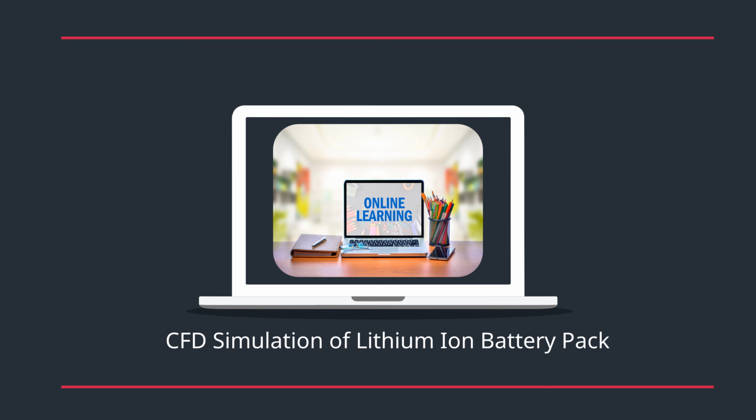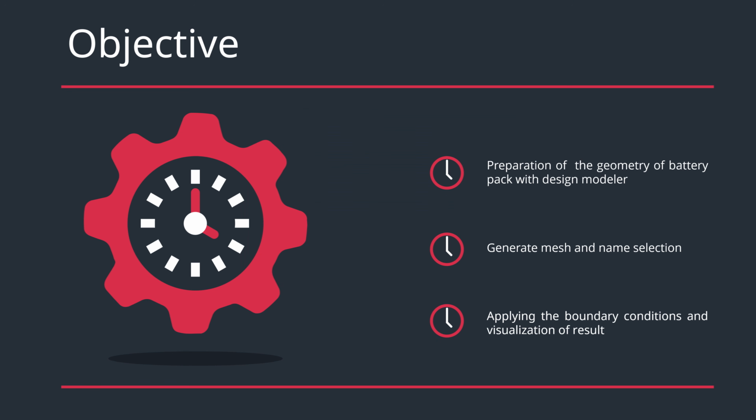So today we will see the CFD simulation of lithium-ion battery pack. First thing we will do is prepare the geometry of the battery pack with the Design Modeler tool, which is available in ANSYS Workbench. Second thing we are going to do is generate a mesh. We are going to give the name selection, and the third thing which we are going to do is apply the boundary conditions, and we will visualize the results in the post processor.